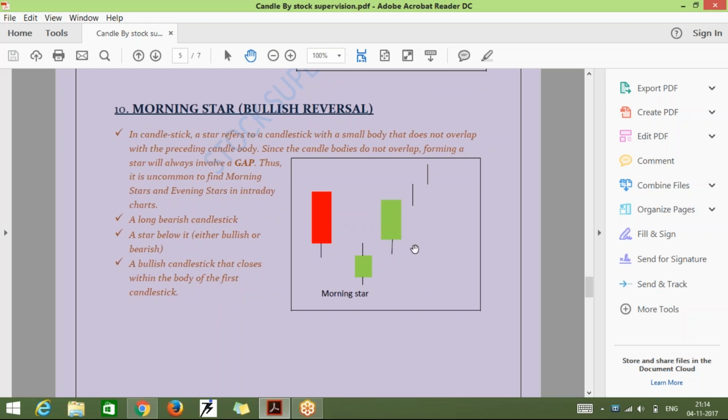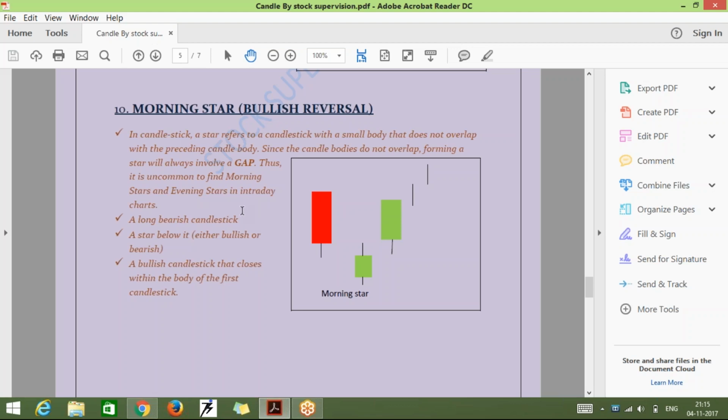Please just remember one thing: the star should be formed with a gap. Since the candle bodies do not overlap, forming a star will always involve a gap. Here it is written, thus it is uncommon to find morning star and evening star in intraday charts, like 15 days, 15 minutes, 5 minutes charts.